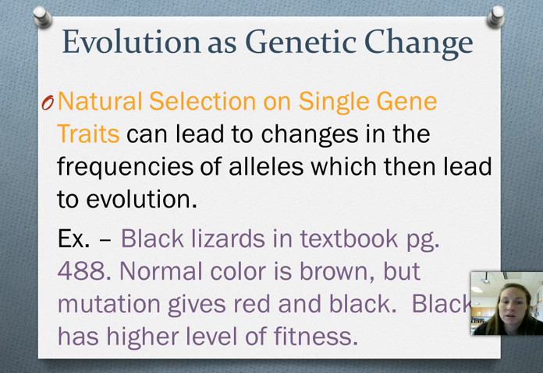There is an example in your textbook that is worth looking at. It's on page 488, and it's about a certain type of lizard. The normal color of that lizard is brown, but a mutation will give you red and black mutations at times. The black lizard is usually able to absorb heat faster, and therefore its body temperature goes up more quickly. It's able to react and catch food or get away from predators more quickly. Therefore, it has a higher level of fitness. And over time, black may become the normal allele in that gene pool for that population of black lizards in that area. So page 488 in our textbook will go into more detail about that and show you some pictures.